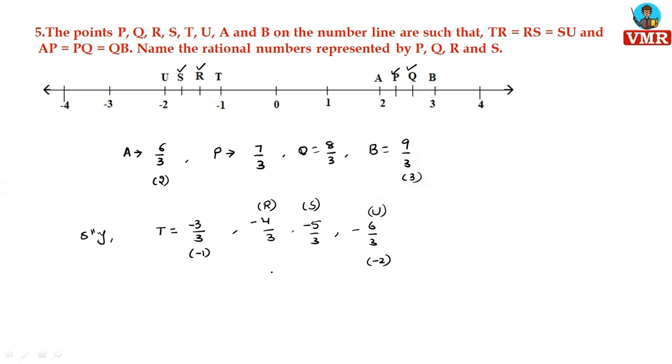So what is the answer for this question? R value is minus 4 by 3. S value is minus 5 by 3. So the name of the rational numbers represented by P, Q, R, S. The answer for this question is: P is equal to 7 by 3. Q is equal to 8 by 3. R is equal to minus 4 by 3. And again, S is equal to minus 5 by 3. These are the answers for this question.